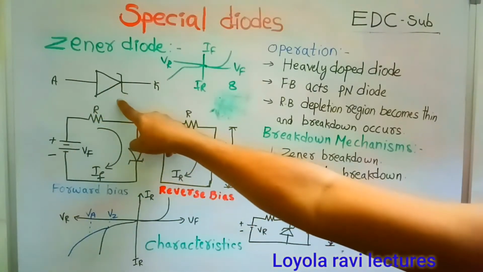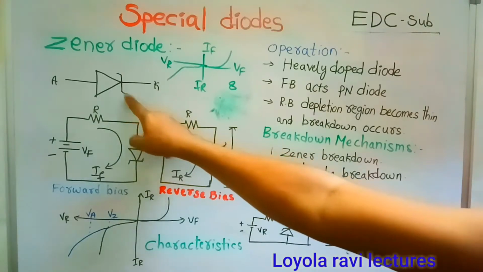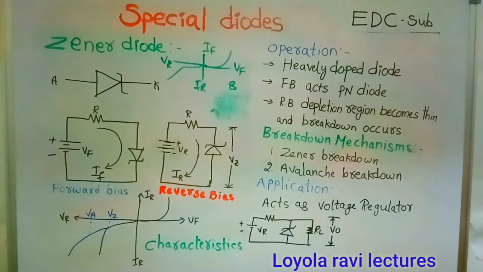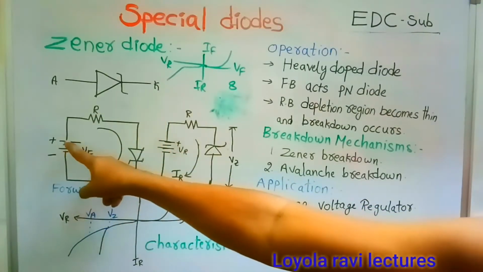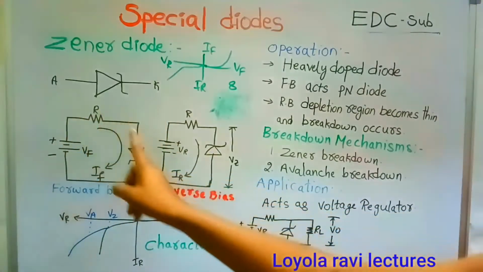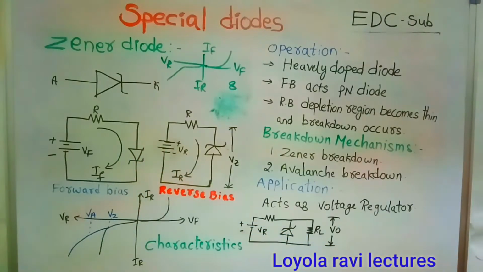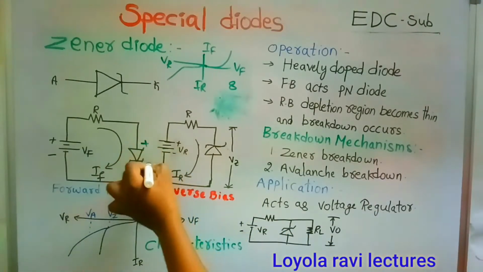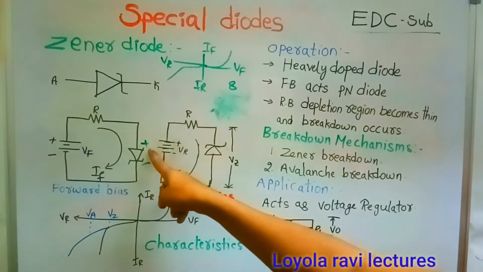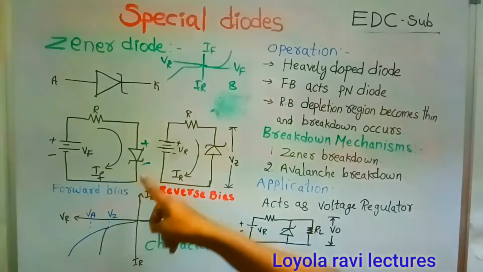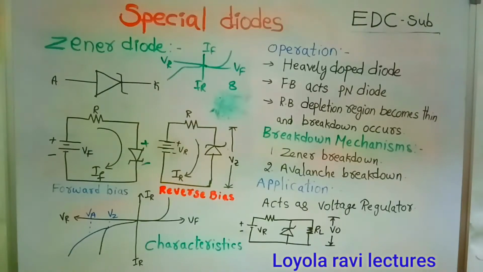Anode and cathode symbol is like this, a slight variation, just like a Z shape. Then the forward bias circuit is this one. I apply the positive supply to the positive or anode of the diode, and the negative is connected to the negative of the diode. Then that is forward bias.